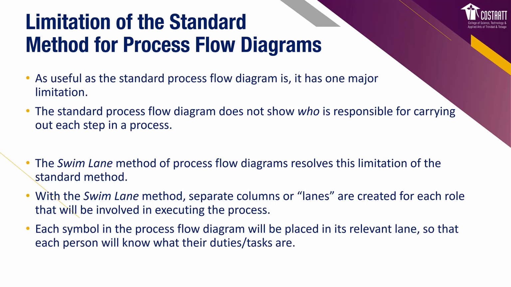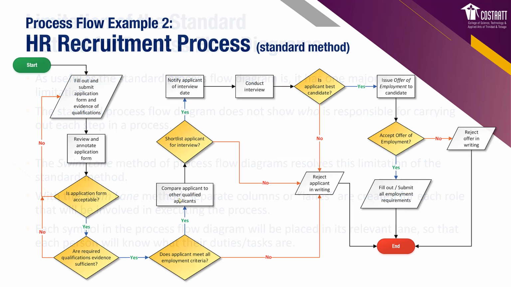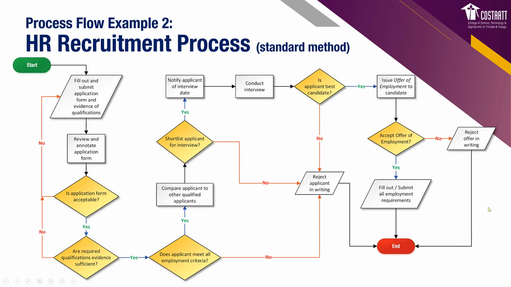And it's not much different. It's very similar, but there is a big difference, and that is, this is the swim lane method. The swim lane method of process flow diagram resolves this important limitation of the standard method. With the swim lane method, separate columns or lanes are created for each role that will be involved in the execution of the process. So in the previous illustration, it's difficult to tell how many persons or how many different roles are involved in this.